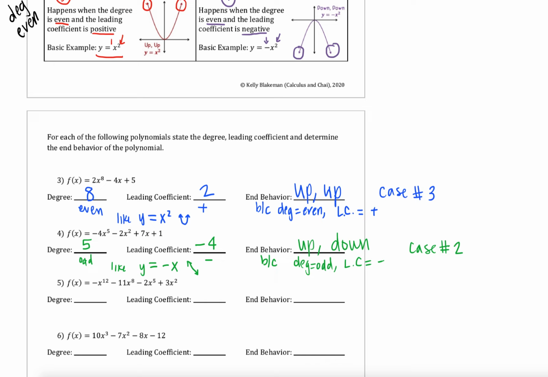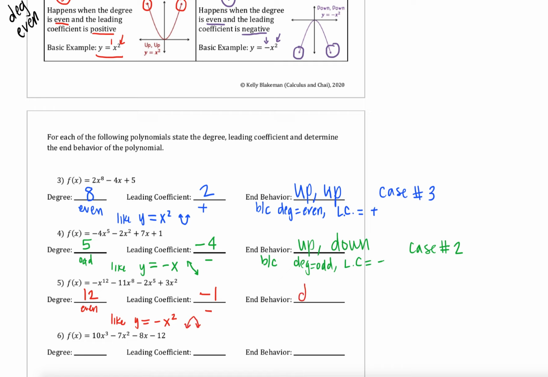So let's look at example 5. We have negative x to the 12th minus 11x to the 8th minus 2x to the 5th plus 3x squared. So in this case, our degree is 12, since that is our highest power, which is an even number, and our leading coefficient is negative 1, which is a negative number. So if I think back to my basic examples, this is like y equals negative x squared, which we know is a parabola graph that's facing upside down.